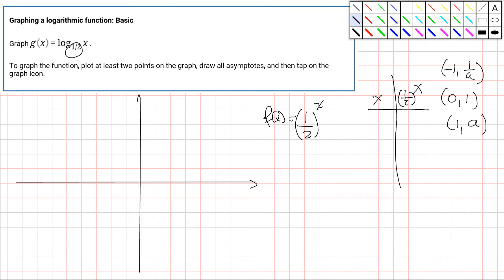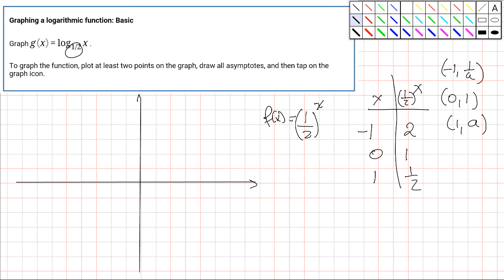So we will have, for -1, the output would be 1 over 1/2, which is 2. For 0, it's always going to be 1. And for 1, it's going to be a, which is 1/2. Now, what we have to remember is that the logarithmic function base 1/2 is the inverse function of the exponential function of base 1/2.